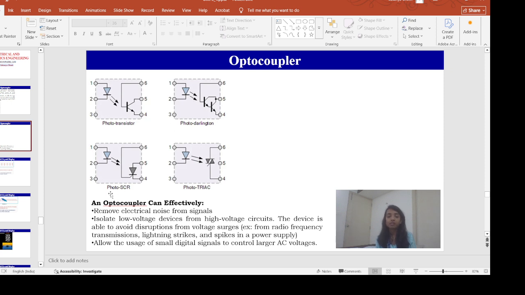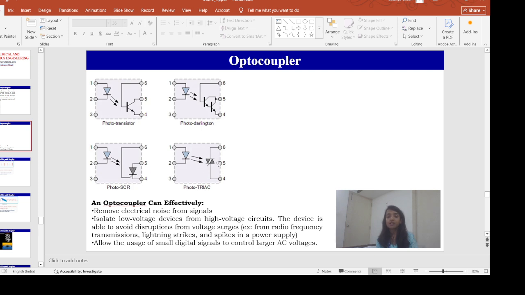In the third configuration, it is an SCR. So at the receiver side, we are using the SCR. We have already covered the SCR topic, which is the silicon controlled rectifier. Here, the infrared light that is emitted from this LED acts as a trigger signal to the SCR. Here also this SCR at the receiver side will generate the electrical output signal.